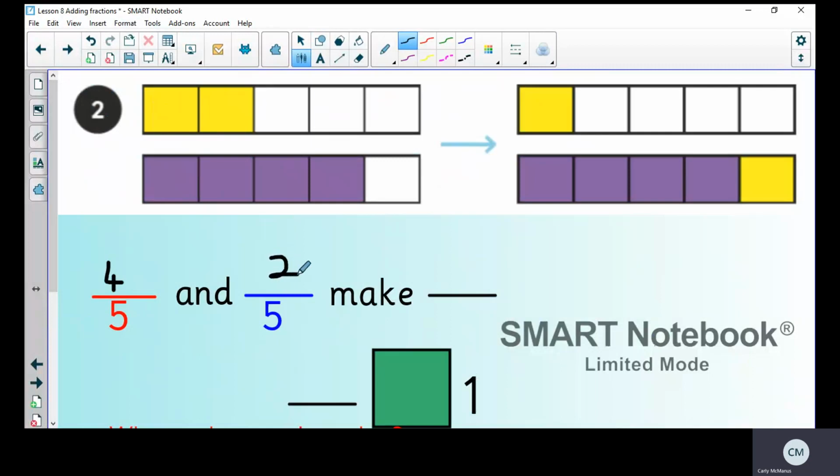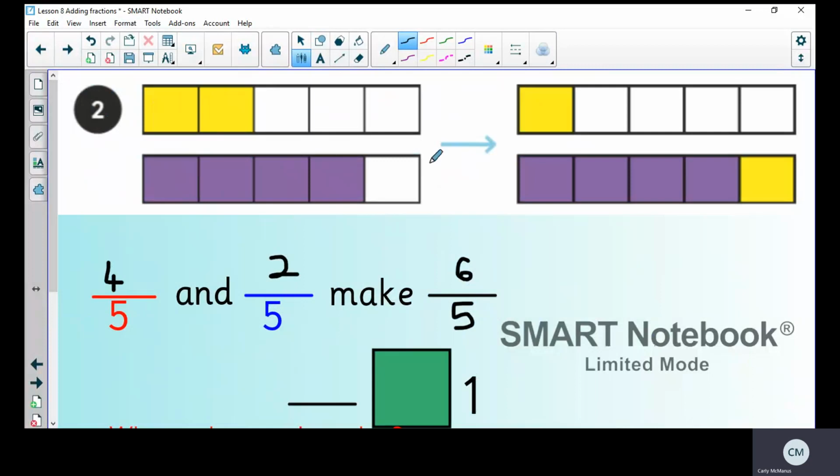Now, what did I say happened to the denominator? It stays the same. You don't add it. So I know it's out of 5. And then I'm going to add my numerator. So 4 and 2 is 6/5. Now, I want to change this into a mixed number fraction because right now this is an improper fraction, look, because the numerator is bigger than the denominator.